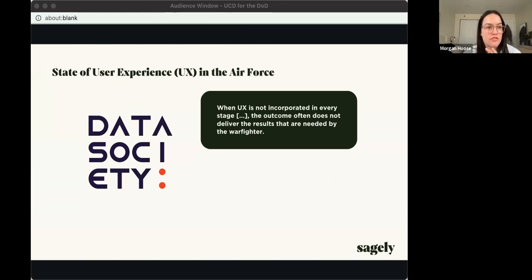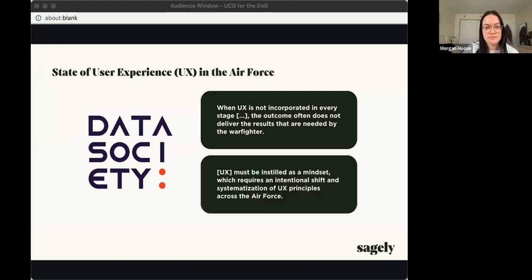Two key takeaways from that report that I want to highlight here. They found that when UX is not incorporated in every stage, the outcome often does not deliver the results that are needed by the warfighter, which is a theme we've talked a lot about today: no matter what you do, if you're not doing that frequent incremental testing, it's just always going to end up not quite right. Not always, but the risk of it is higher.